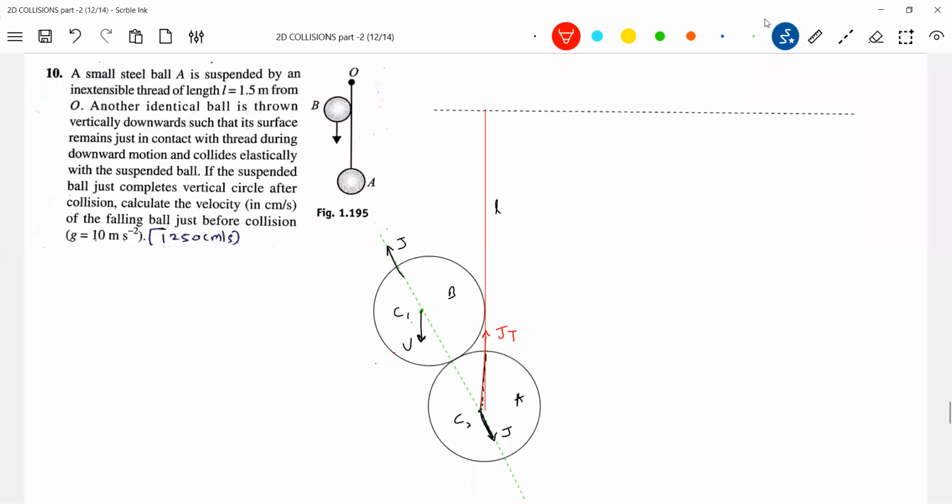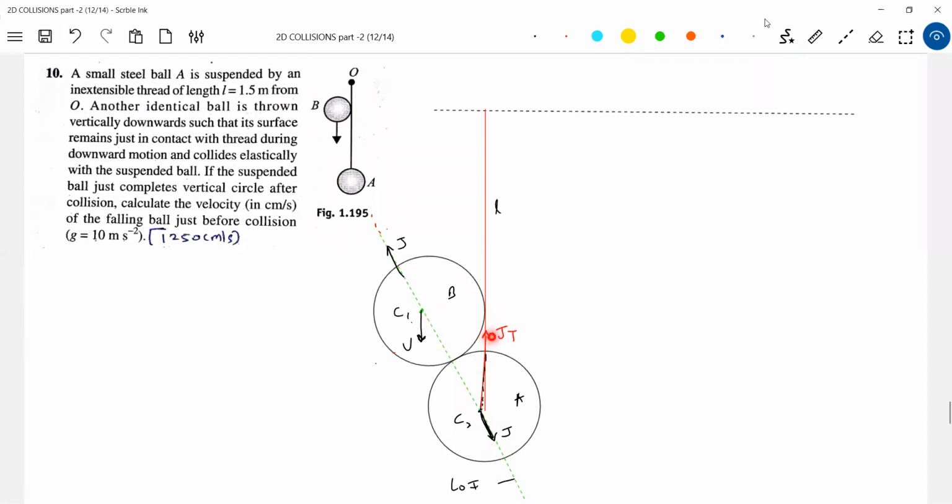Now, along which direction can you conserve momentum? Along the line of impact, or along the y-axis? Only along the x-axis, because the component of impulse due to tension in the string will be there. You see plus J, minus J. What about this JT? It will be unbalanced. So along the line of impact I cannot conserve momentum.